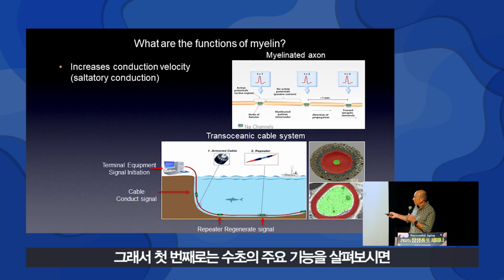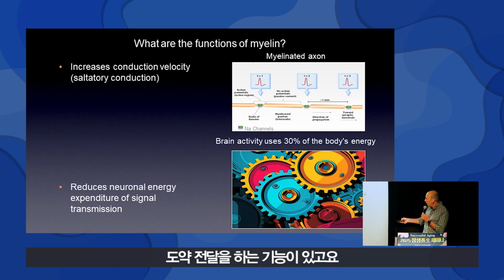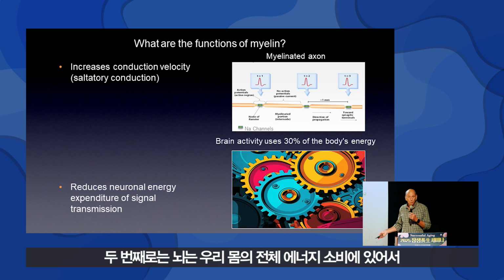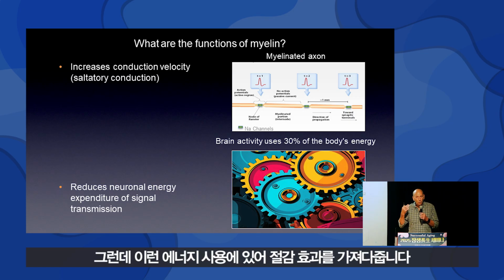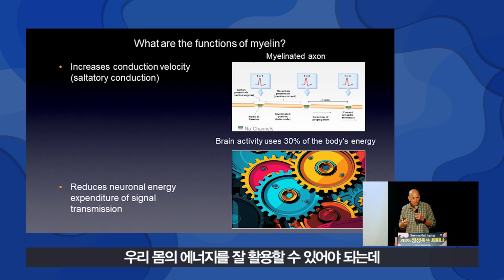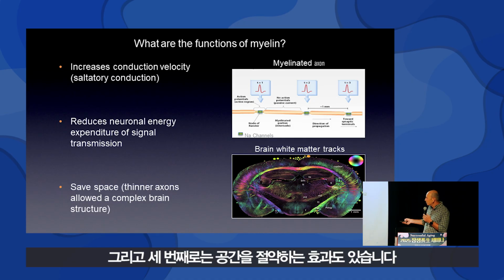This is the first thing myelin is doing. It is making the nerves work faster. It is also saving a lot of energy. And you want to save a lot of energy because, I don't know if you know, but our brain requires about 20 to 30% of all the energy that our body expends. So it also reduces the energy for conduction. It also saves space. We talked about it already.